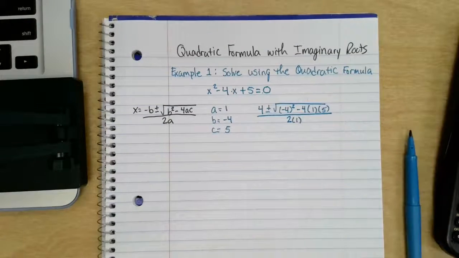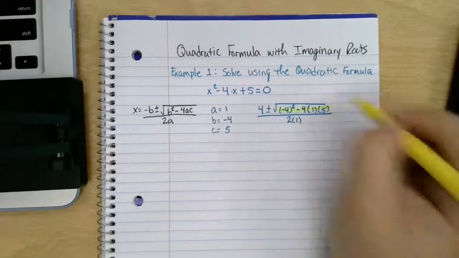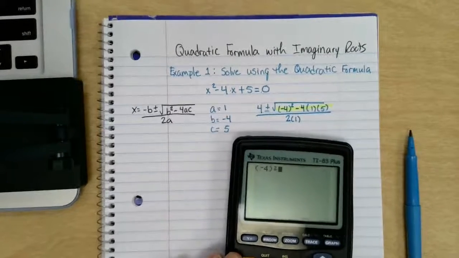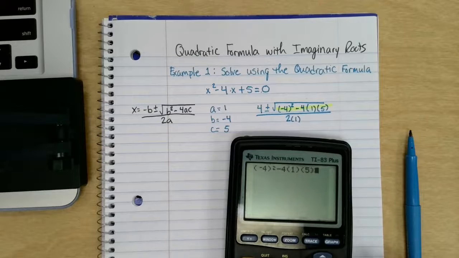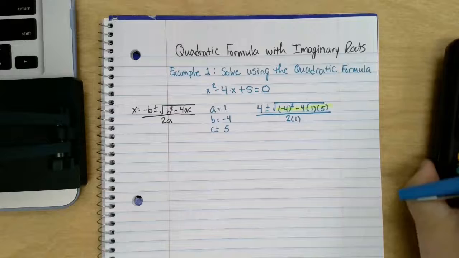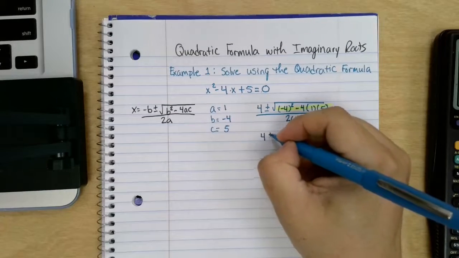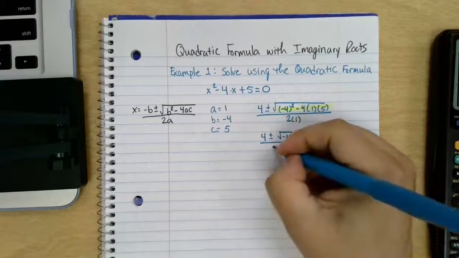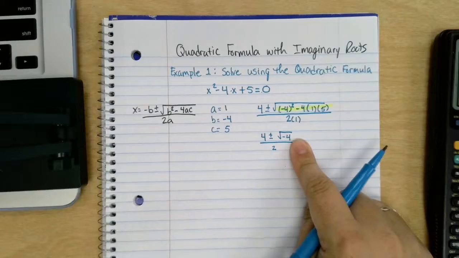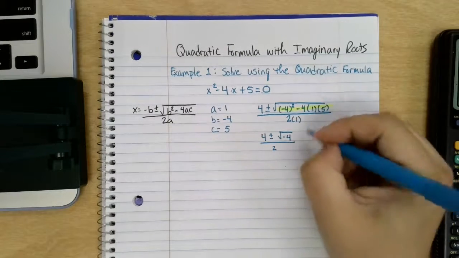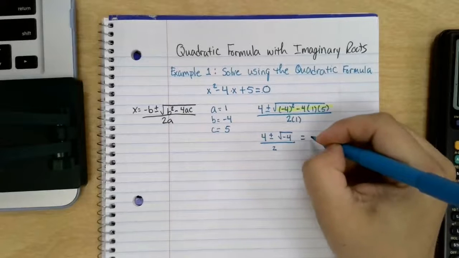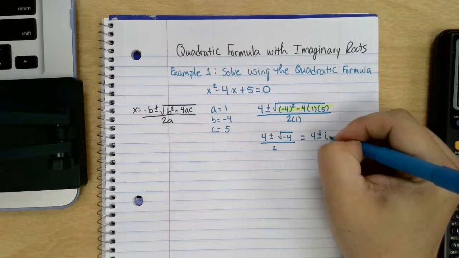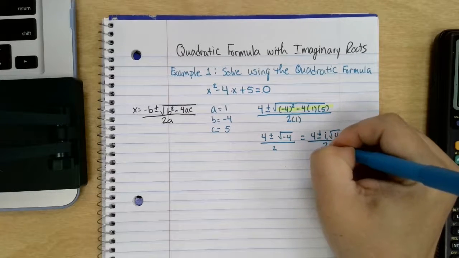Remember, I like to just simplify what's underneath the square root first. -4 squared minus 4 times 1 times 5, and we get -4. So this simplifies down to 4 plus or minus the square root of -4, all over 2 times 1, which is just 2. Now remember from last week, when we have a negative underneath our square root, we have to get rid of that negative by bringing out an i. So this is really 4 plus or minus i times the square root of 4, divided by 2.